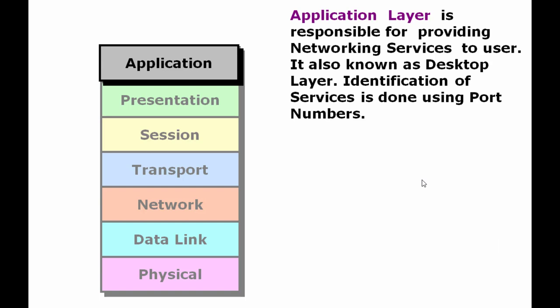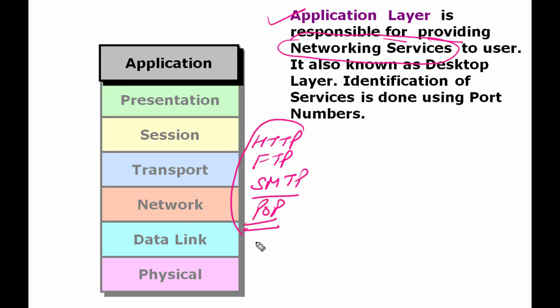In this video we will check the exact meaning of the application layer. First of all, we need to learn that the application layer is responsible for providing networking services to the user. Now the question arises, what exactly are networking services? Networking services are protocols like the HTTP protocol, FTP protocol, Simple Mail Transfer Protocol, and Post Office Protocol, because these protocols are used to communicate with another person. Protocols are sets of rules for communication.